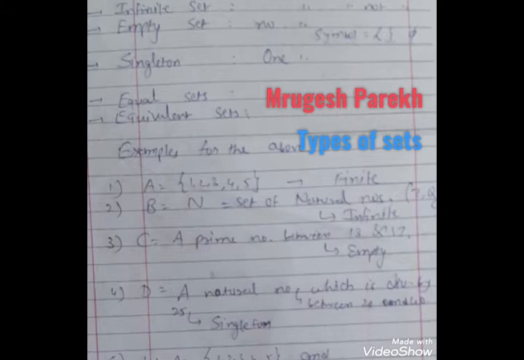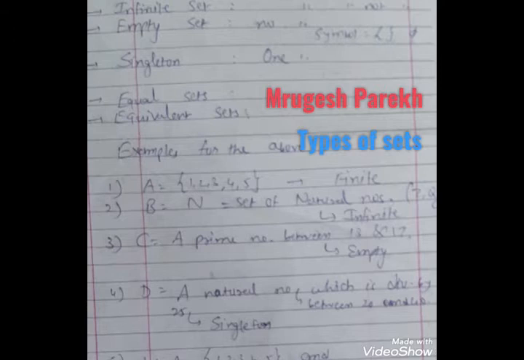Then A equal to 1, 2, 3, 4, 5 and B equal to x such that x is an element of natural numbers and x less than or equal to 5, then B also has the elements 1, 2, 3, 4, 5. Set A and set B contain the same number of elements, that is 5, and both have the same elements, so A and B are equal sets. It is an example of equal sets.